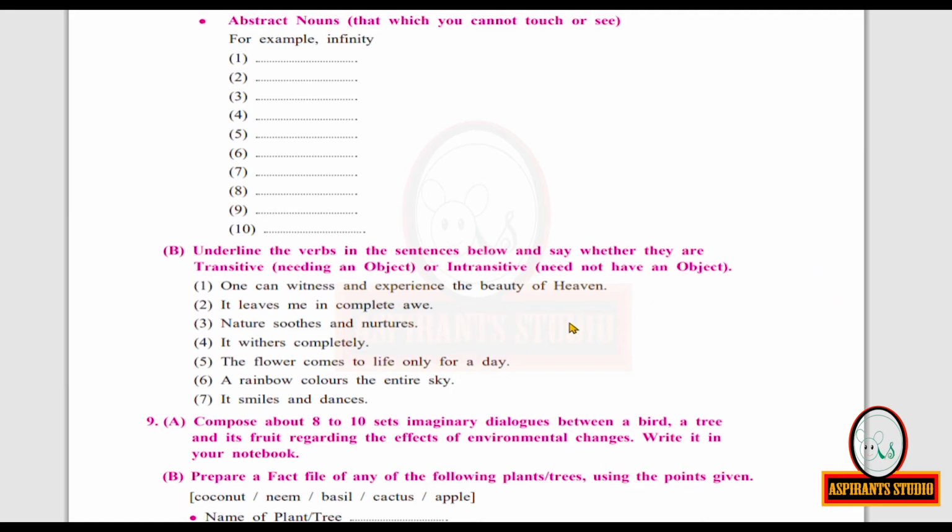Now see the next question. Underline the verbs in the sentences below and say whether they are transitive or intransitive. Transitive verbs need an object. Intransitive need not have an object. Ask a question to the verb and find out whether it needs an object.